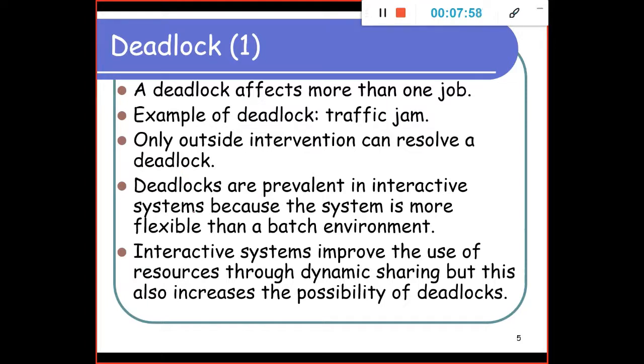Deadlocks are prevalent in interactive systems like in modern times because the system is more flexible than a batch environment. A batch environment, just to recall, is where the jobs come in batches, in groups. You settle that batch first, and then another batch comes in. The interactive system is more dynamic, based on demand. It doesn't save or allocate memory or resources ahead of time; it allocates idle resources. This is what we call interactive systems. An interactive system improves the use of resources through dynamic sharing, but this also increases the possibility of deadlocks.